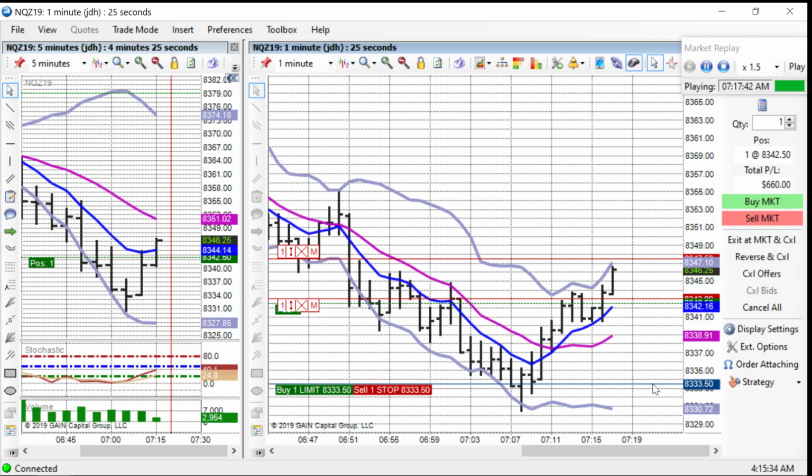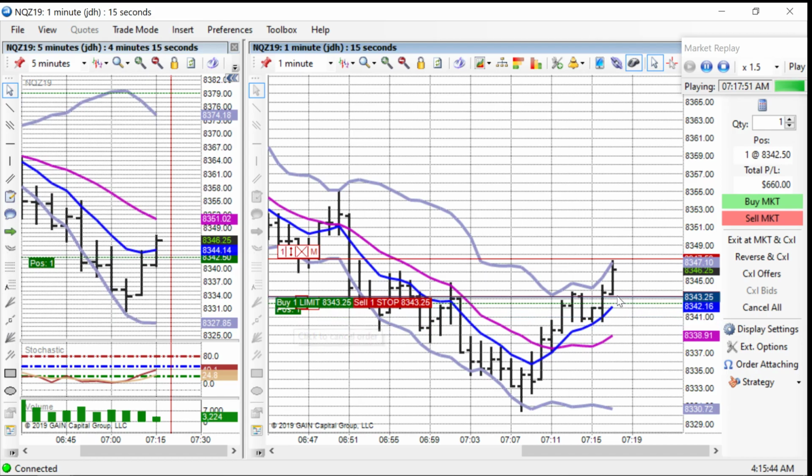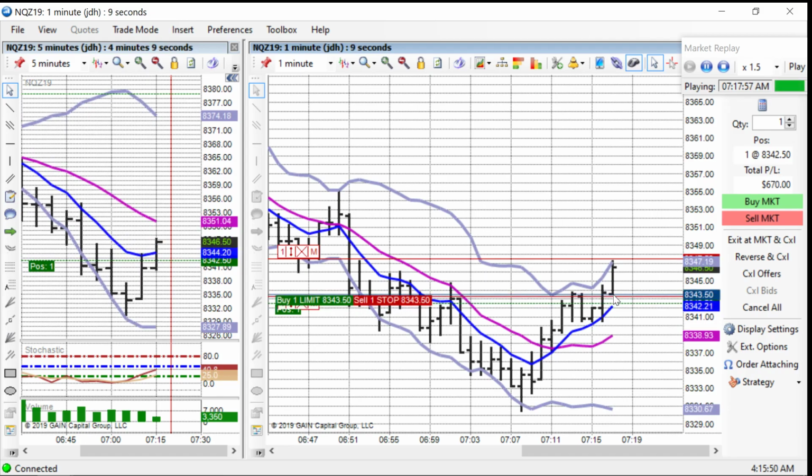See, now I can just sit back and relax because I'm no longer at risk. If it doesn't hit my target, I'll just do a trailing stop loss and take whatever I can below the low of this price bar here, which is where the support area is.